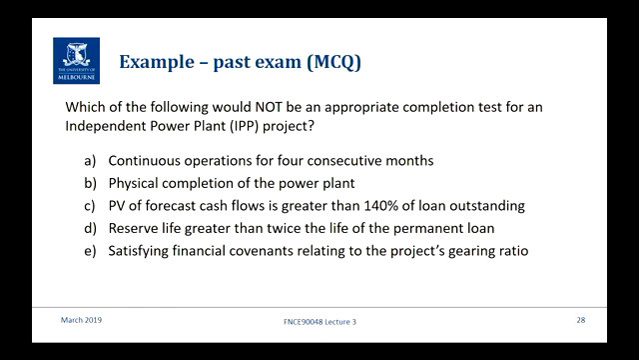We'll see a good example of completion tests in the first case study. Here's a multiple choice question, and it's perhaps a little unfair at this point in time because we haven't quite done enough on the different projects, but have a look at this. This is straight off an exam. In fact, the only downside of me putting it here is that it's a question that I like. I prefer to put it on the exam. So it's about the level that I go with. Which of the following would not be an appropriate completion test for an independent power plant project?